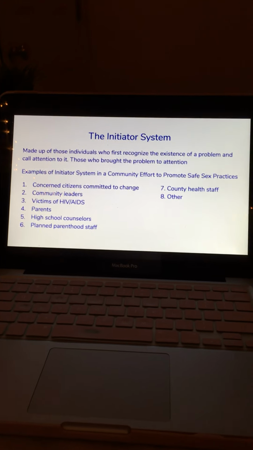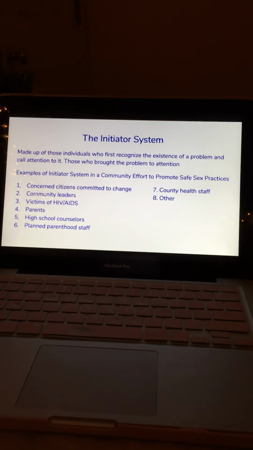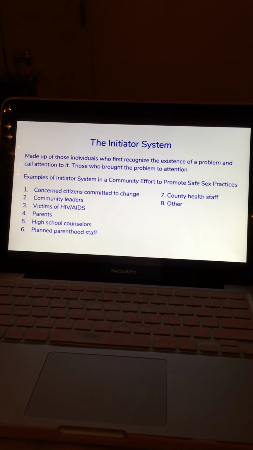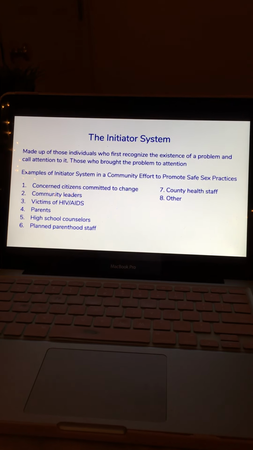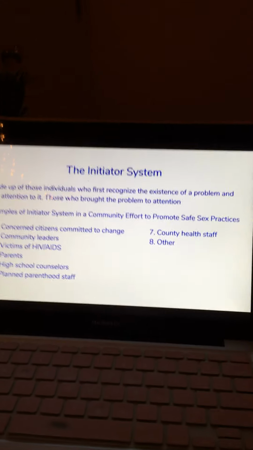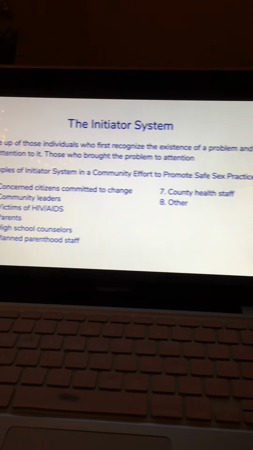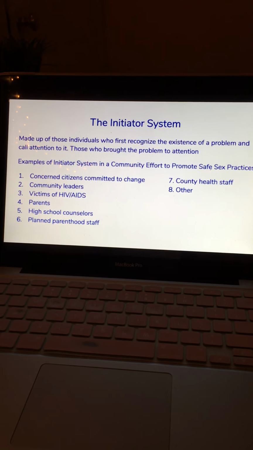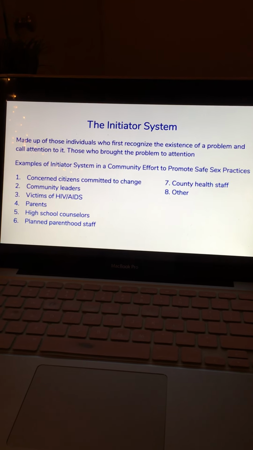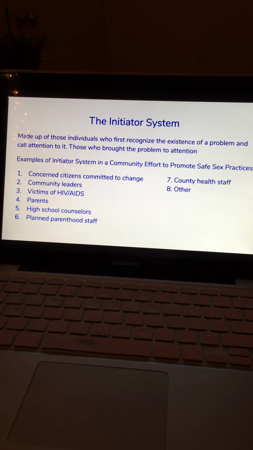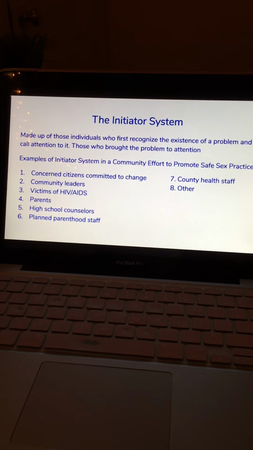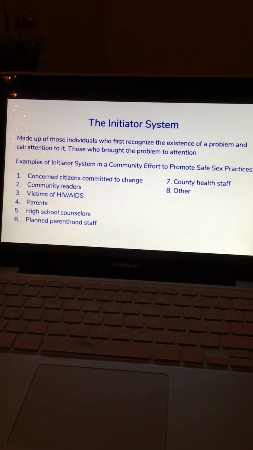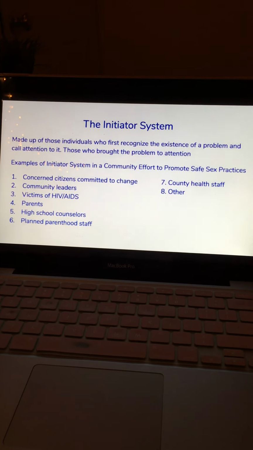The next part was the definition of the initiator system, which is made up of individuals who first recognize that the problem exists, and those people initiate it and call attention to it. The example I used here from the book was to promote safe sex practices. These are people who would initiate it: concerned citizens committed to change, community leaders, victims of HIV or AIDS, parents, high school counselors, Planned Parenthood staff, county health staff, and others.